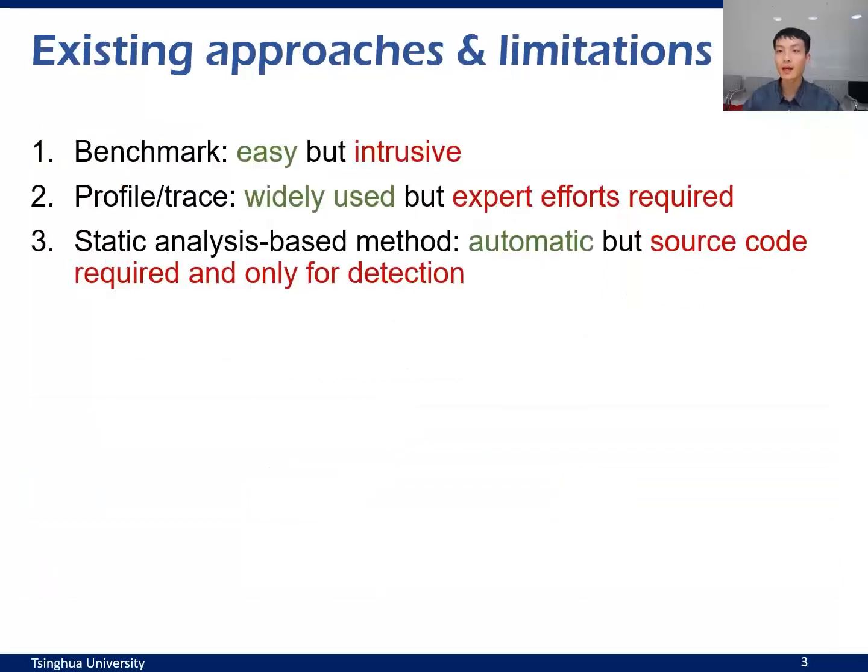The existing approaches for this problem can be classified into three classes. Benchmark is an easy method to detect variance, but it's intrusive to the system and generates extra variance. The second kind of approach is profiling and tracing. They are widely used but require lots of expert effort to detect and diagnose variance. The third method is based on static analysis. It can automatically detect variance, but it requires the source code of applications. These conditions are often not satisfied in a production environment. What's worse is that it cannot diagnose variance.